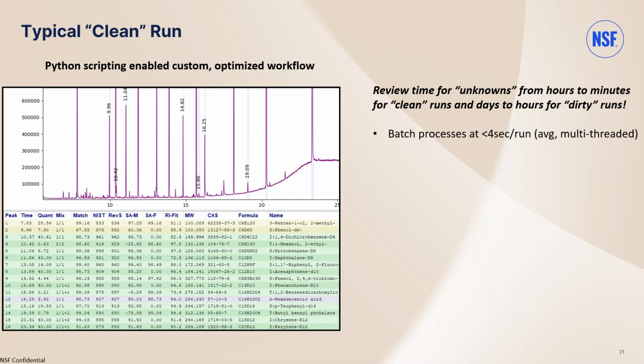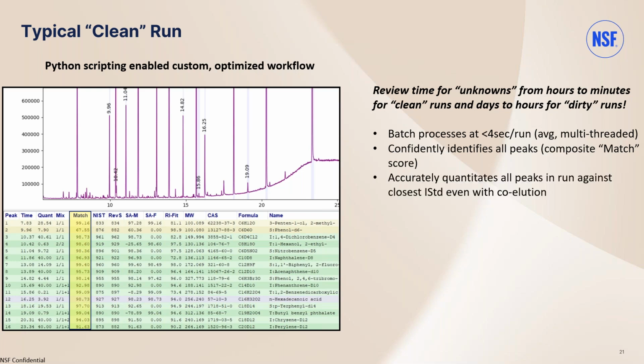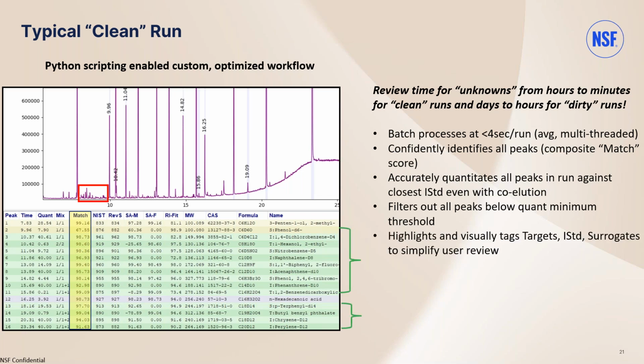Each individual file can be processed in less than 4 seconds. You can process as many files at a time as you have processors on your computer. You get a match score for every peak in your sample. It quantitates them all based on the nearest internal standard. It also filters out all the peaks that are below our threshold. And it highlights and tags everything that is found with useful information to the analyst.